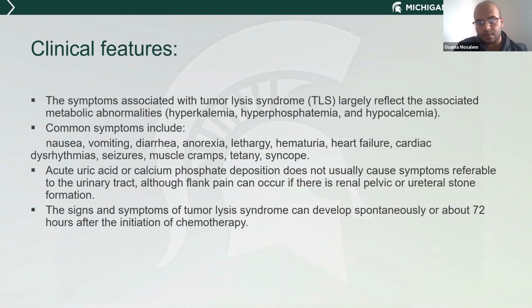What are the clinical features? The clinical features usually reflect the underlying metabolic or electrolyte abnormalities, with hyperkalemia, hyperphosphatemia, and hypocalcemia. So you might see nausea, vomiting, fatigue, lethargy, heart failure, arrhythmias, seizures, muscle cramps, tetany, and syncope.